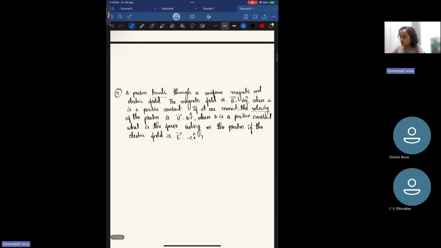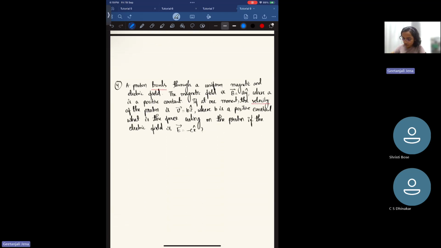Okay. So let us see the fourth question. The fourth question is quite an easier one. There are two forces there: one is the electric field, one is the magnetic field. You just need to find out the total force.